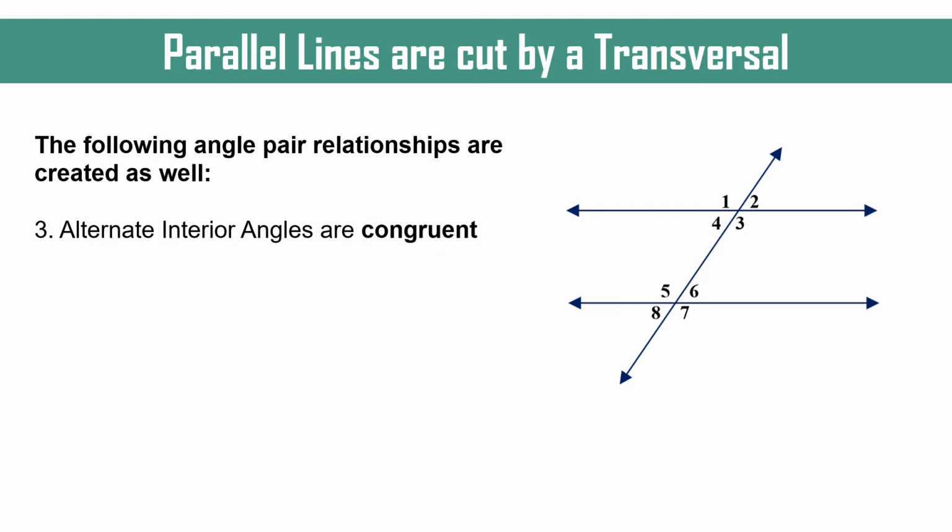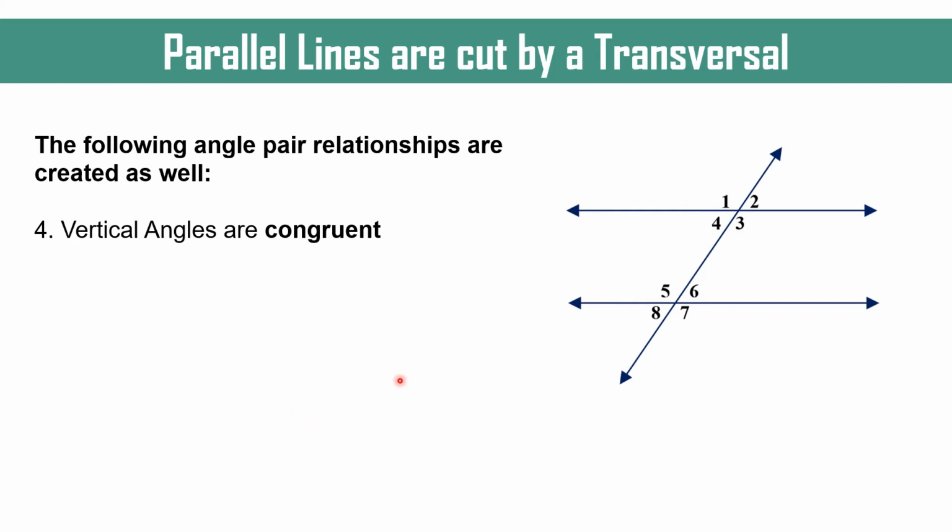Next, alternate interior angles. They must also be congruent. In this figure, our alternate interior angles are 3 and 5, and then 4 and 6. So if 3, for example, measures 150 degrees, angle 5 must also be 150 degrees because 3 and 5 are congruent. We also have vertical angles are congruent.